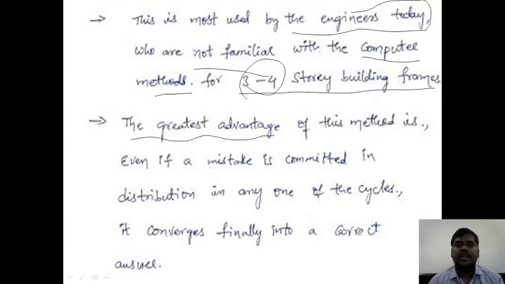So what is that advantage? Even if a mistake is committed in the distribution in any one of the cycles, as in the case of moment distribution method, if you are wrong in any of the iteration process, the whole problem will go wrong. Here, due to the exact distribution, if someone makes a mistake in any one of the cycles, it converges finally into a correct answer. So even though we have made a mistake, it converges finally into a correct answer. This is the greatest advantage of Kani's method.